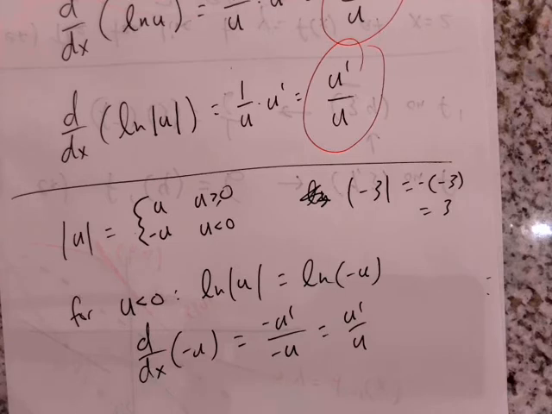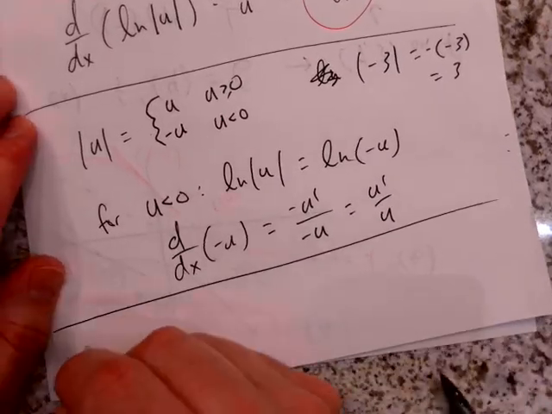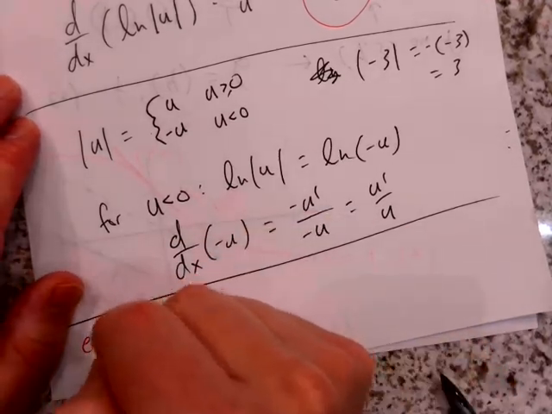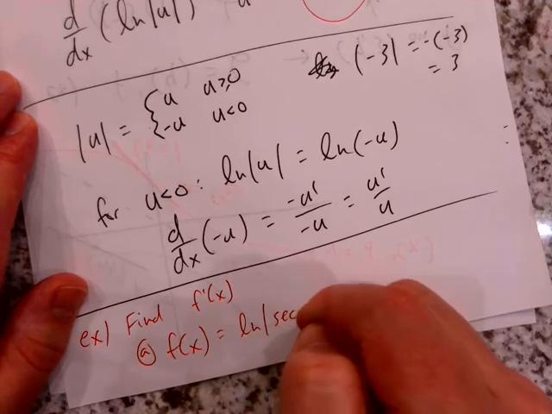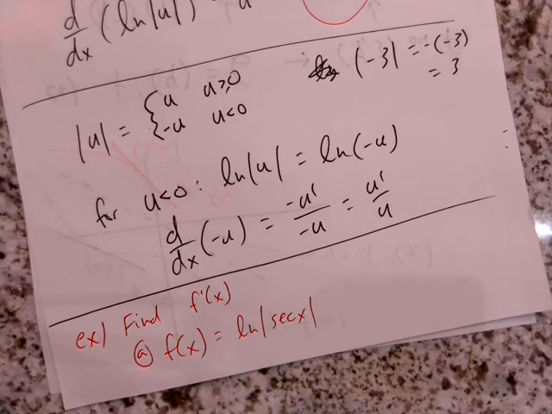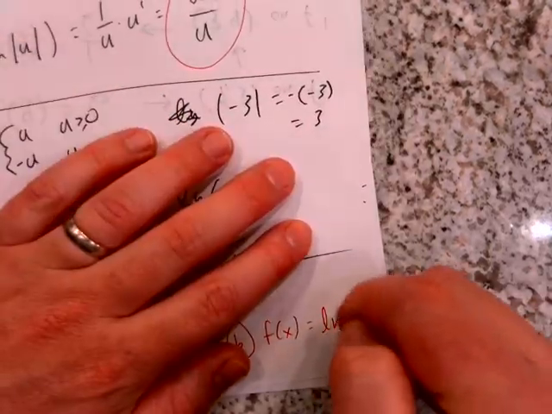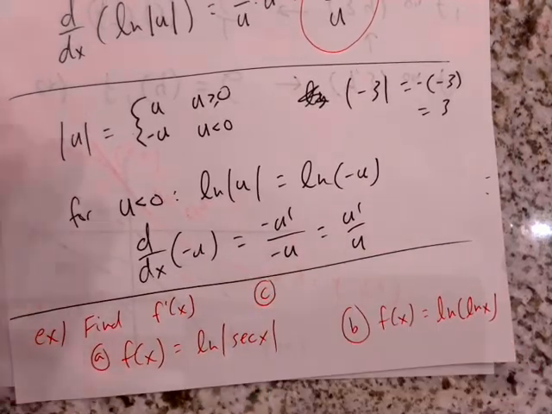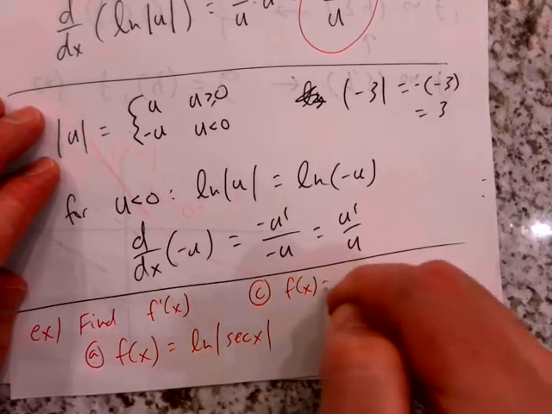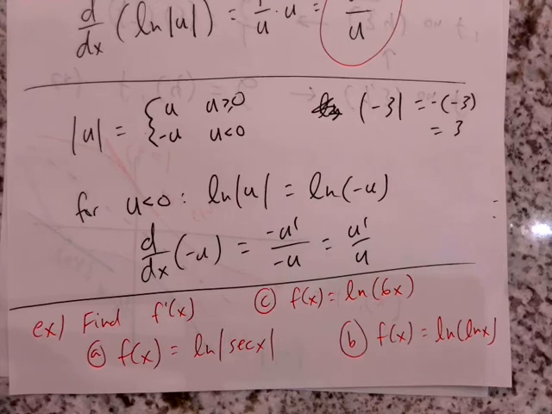Now let's try just a couple examples. We want to differentiate, let's find f prime for f of x equals log absolute value of secant of x. And then try f of x equals log of log x. And actually, before you do those two, do part C, or do part C last, what does it matter? But part C will be f of x equals log of 6x. So press pause now and try those 3 questions out, and when you're ready to see the solutions, you can press play again.